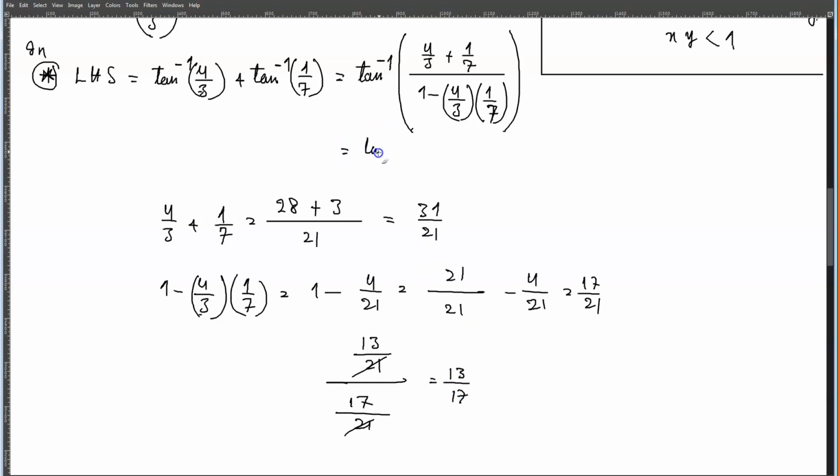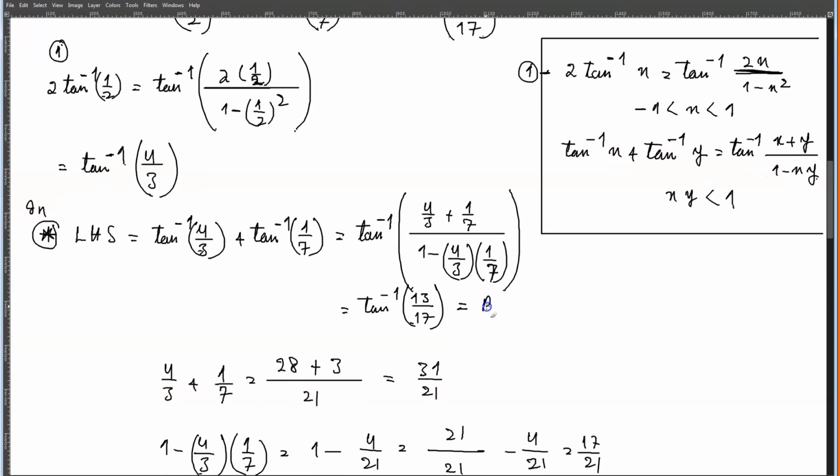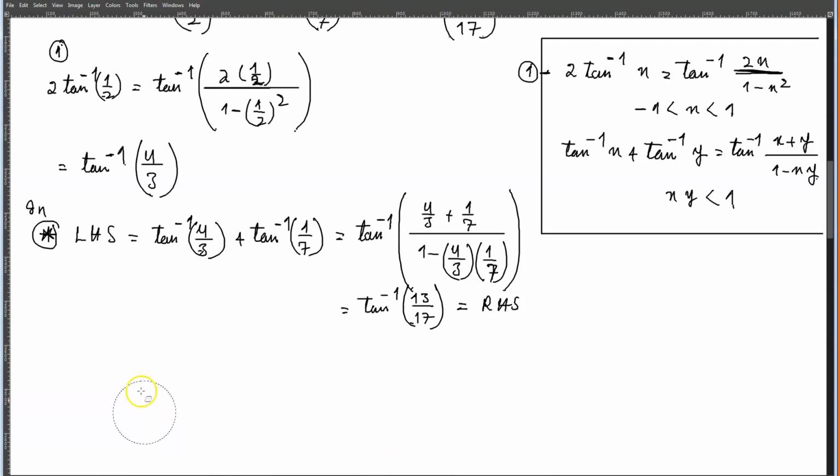So this is equal to the tan inverse of 31/17, right? And that, by the way, is equal to the RHS. That is equal to the RHS, which means that the LHS is equal to RHS, and hence the identity is proved.